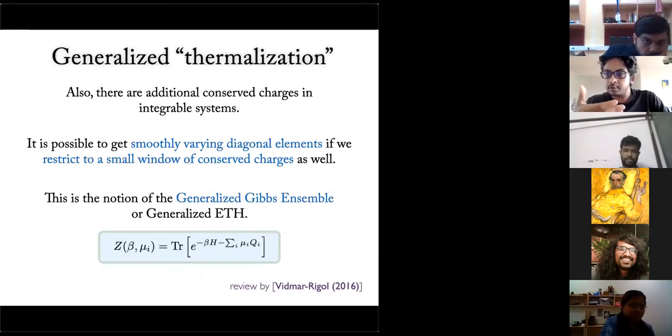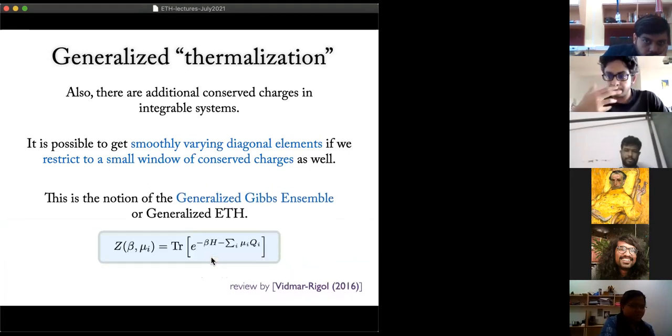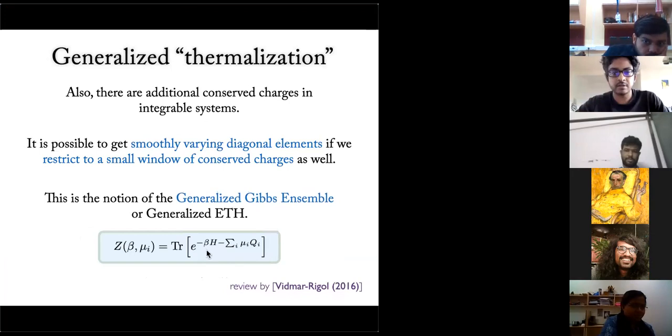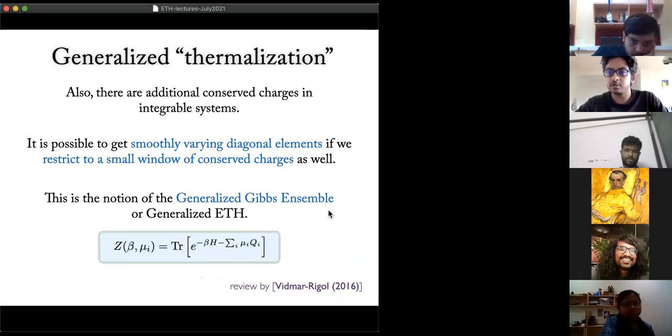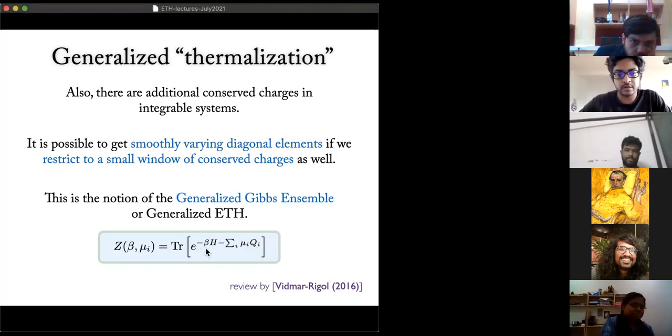So the thermodynamic description, this was a single state description. The mixed state or the analogous thermodynamic description of that is given in terms of this generalized Gibbs ensemble. In this generalized Gibbs ensemble, you turn on chemical potentials corresponding to all the conserved charges. So your Boltzmann factor becomes generalized from e to the minus beta H to this expression, in which you have turned on chemical potentials conjugate to all of these conserved charges. So that's the generalized Gibbs ensemble.